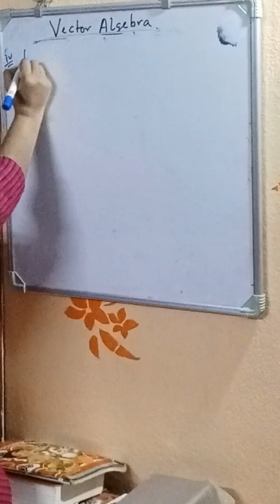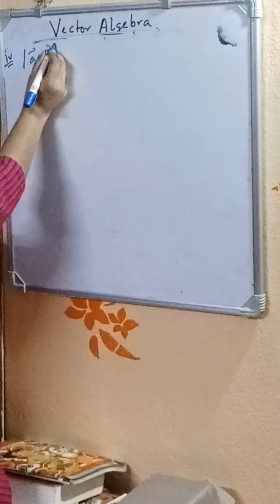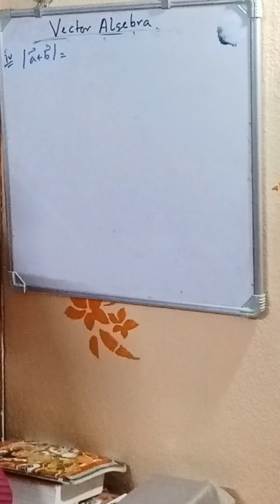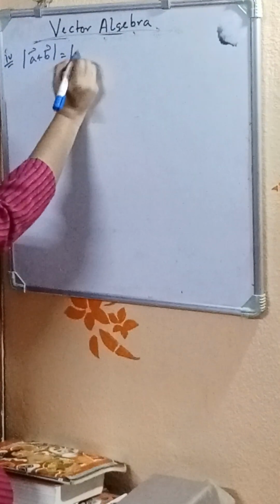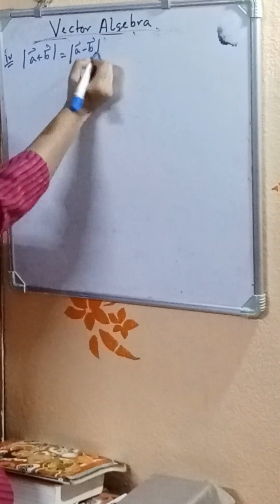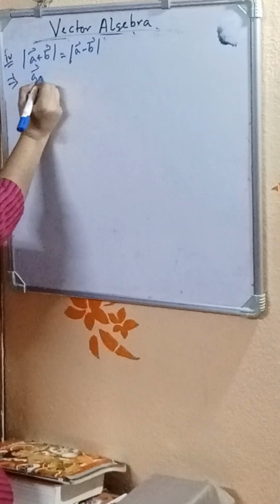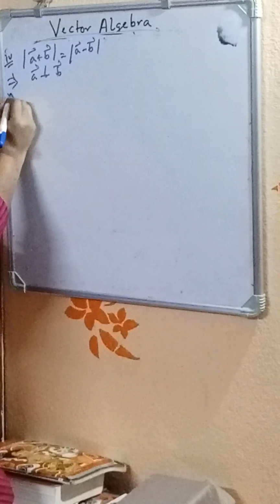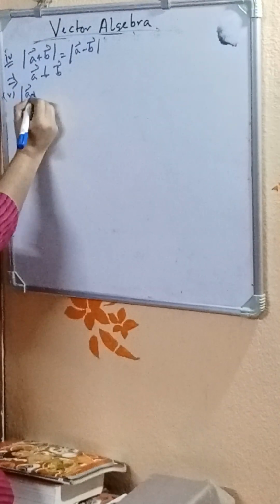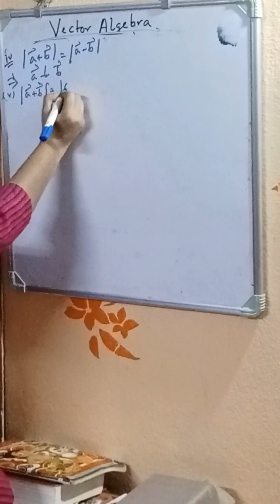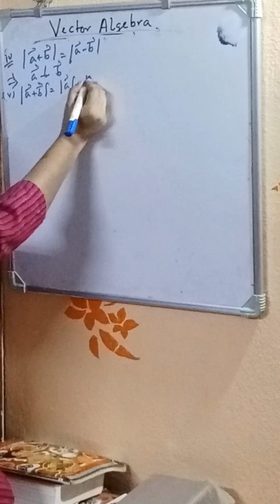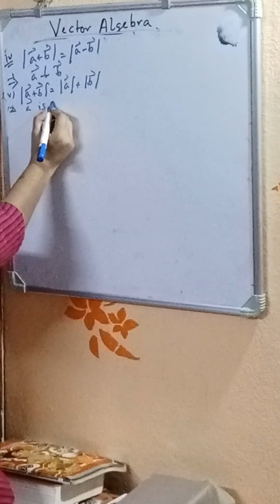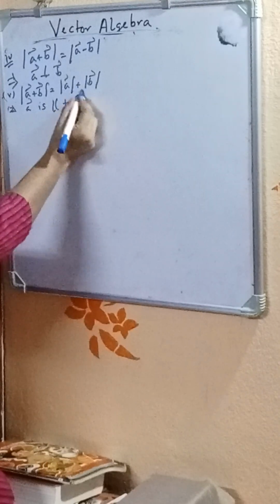Number 4: if modulus A and B are two non-zero vectors and modulus of A vector plus B vector equals modulus of A vector minus B vector, this implies that A vector is perpendicular to B vector. Number 5: if modulus of A vector plus B vector equals modulus of A vector plus modulus of B vector, this implies A vector is parallel to B vector.